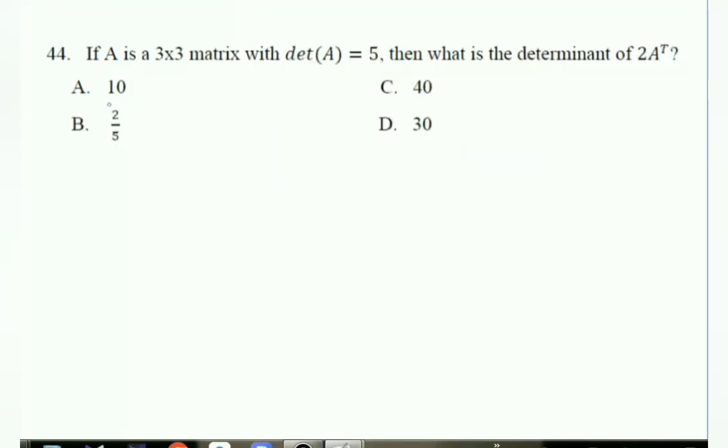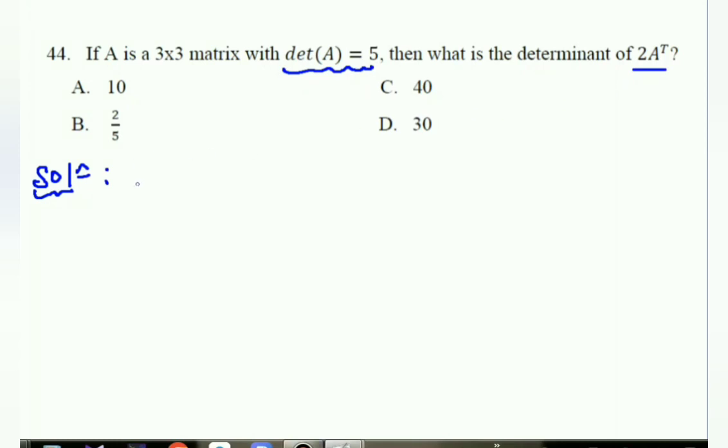Next we do have again another matrix problem. Here it's about the determinant. If A is a 3 by 3 matrix with determinant of this matrix being 5, based on this information, what is the determinant of 2 times A transpose?